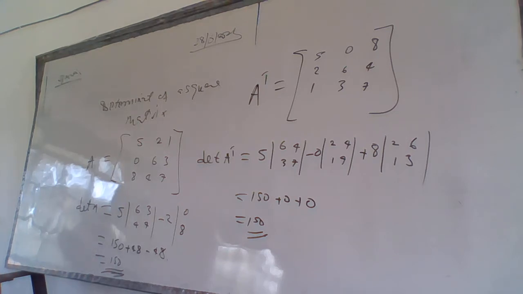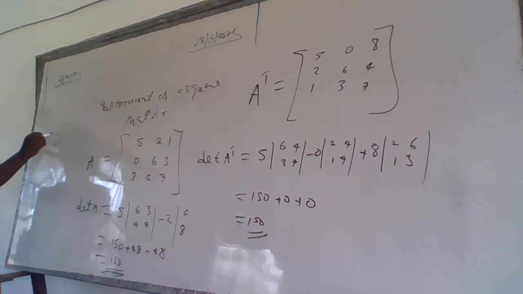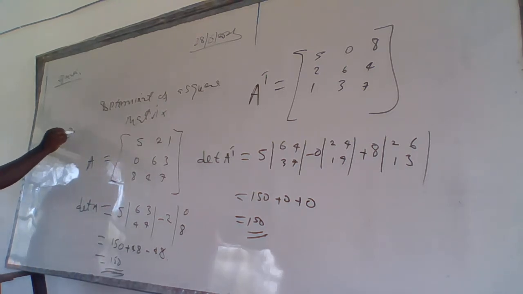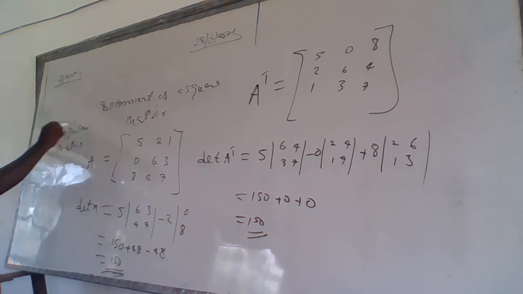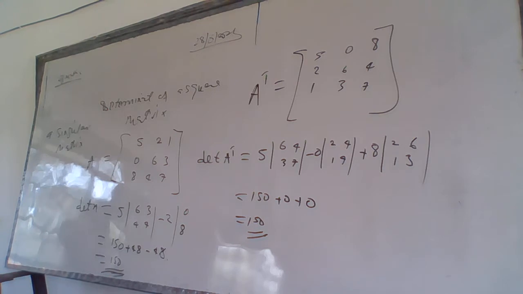Now, we also need to know this very important point: a matrix whose determinant is 0 is called a singular matrix.